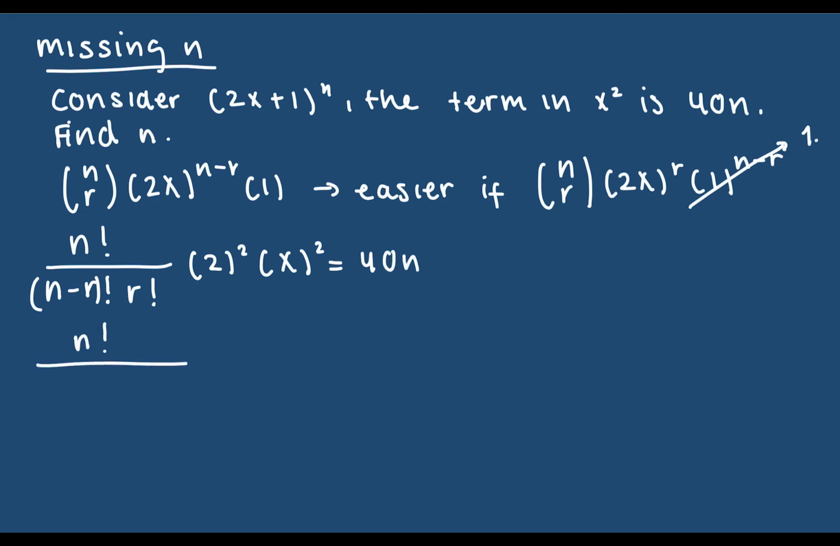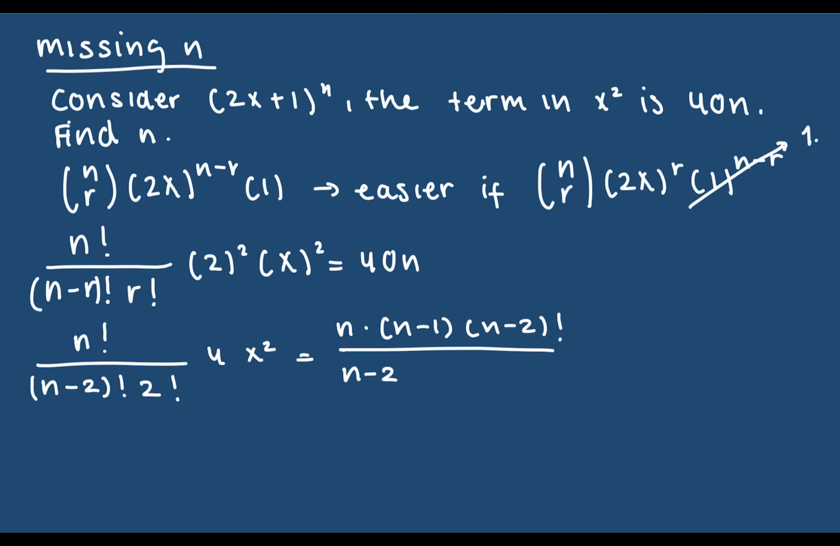And here's where we're using the skill I told you about before. We know that n factorial is n times n minus 1 times n minus 2, etc., so basically times n minus 2 factorial. So we can then cross those out, and that makes this so much easier, because now we only have to do n times n minus 1 times 2. We simplified the 4 with the 2, and we know that that's equal to 40nx squared.